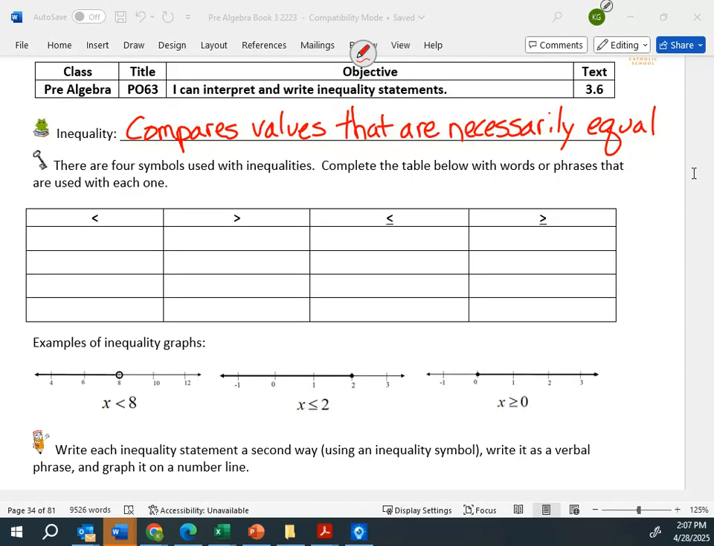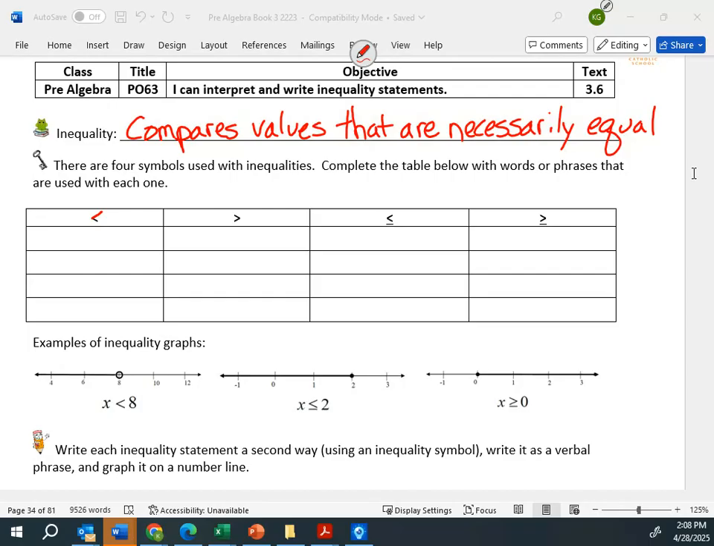So there are 4 symbols used with inequalities. We're going to complete the table with words or phrases that are used with each one. So when we see a verbal phrase, we will know what it is that we need to do. If it's less than, or greater than, or less than and equal to, or greater than and equal to.